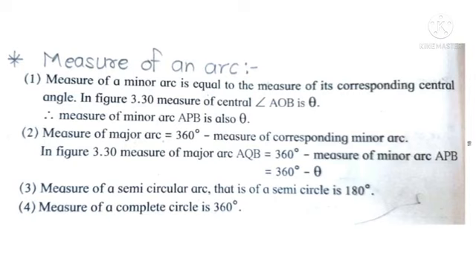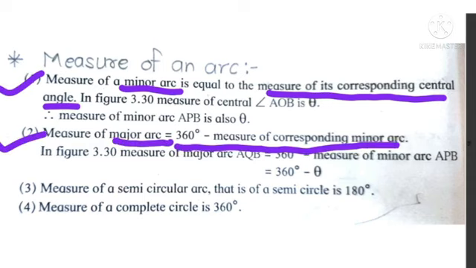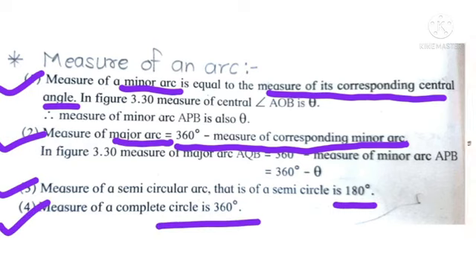Measure of an arc. What is the measure of an arc? See, first, measure of minor arc is equal to measure of corresponding central angle. ओके, बघा मायनर आर्कचं मेजर कुणा एवढं असतंय, त्याच्या करस्पॉन्डिंग सेंट्रल अँगल एवढं असतं. सेकंड, मेजर ऑफ मेजर आर्क इज इक्वल टू 360 मायनस मेजर ऑफ करस्पॉन्डिंग मायनर आर्क. अँड थर्ड, measure of semicircular arc is 180 degree and measure of complete circle is 360 degree.